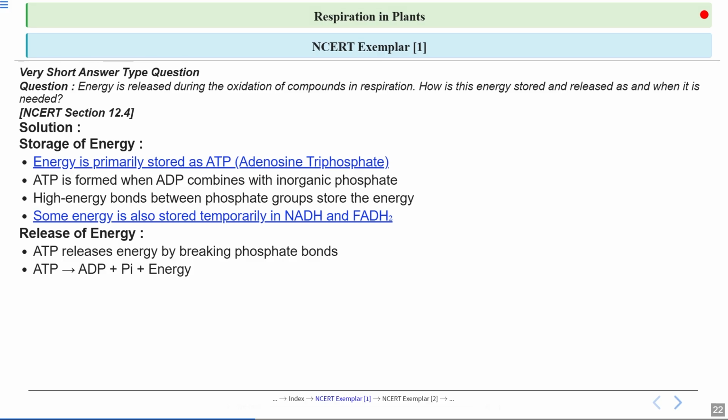So the reaction is that ATP breaks down to give ADP plus inorganic phosphate, and energy is released. This shows that when ATP loses a phosphate group, energy is released for the cell to use. Now this release of energy from ATP is well controlled by enzymes.